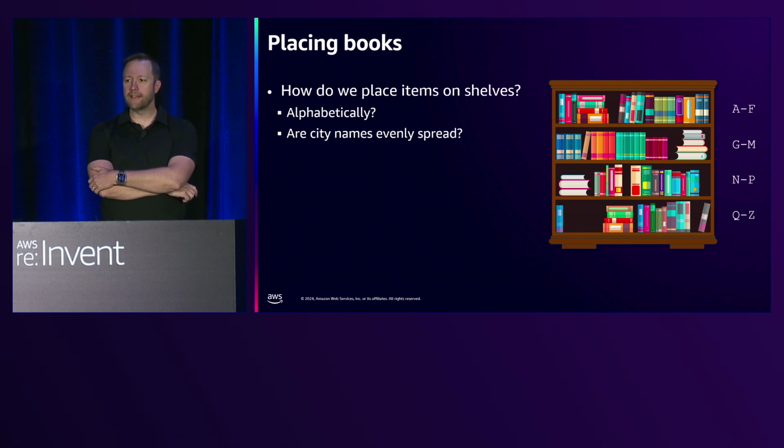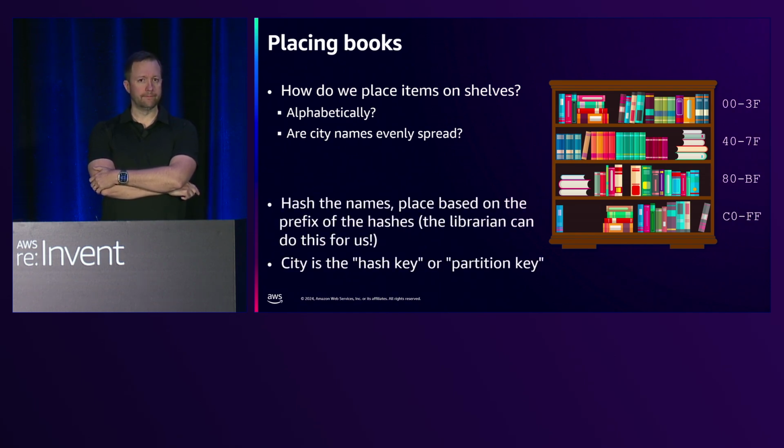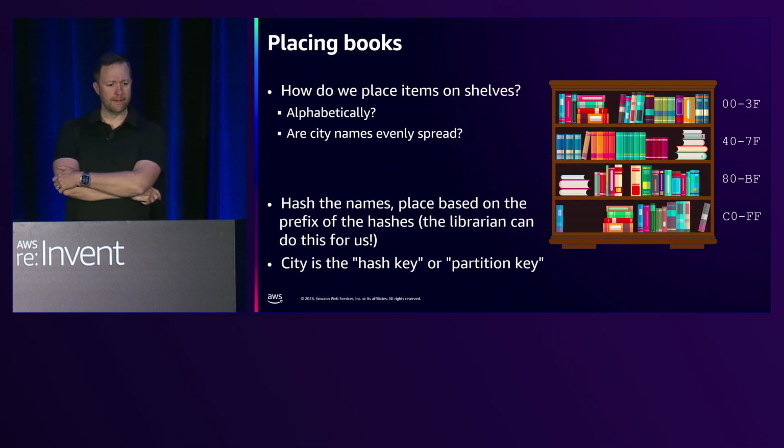Uh-oh. I think I figured out our problem. This is a lumpy organization if we do it alphabetically. What else could we do? We would like it to be smooth no matter what the partition key topology is. Here's what you do.